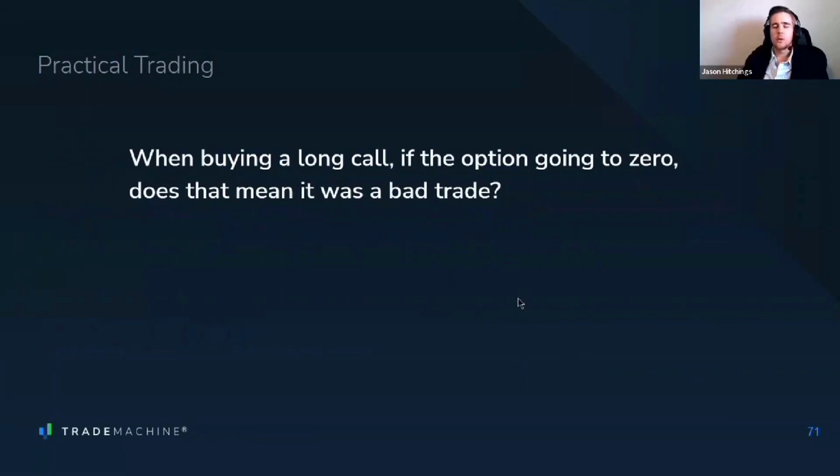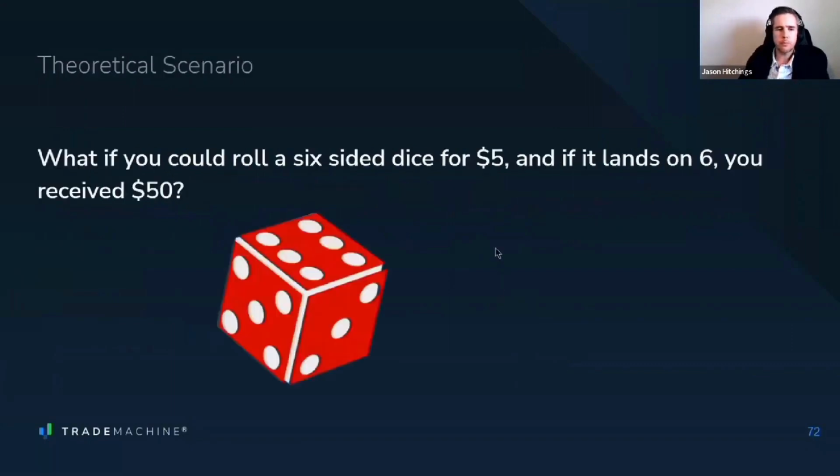But here's a question for you. If you're buying a long call in this kind of scenario and it goes to zero, does that mean that the trade itself was a bad trade or a bad idea to start with? So let's look at it in terms of rolling a dice. If you're going to roll a dice and it costs you $5 to roll it, and if it lands on a 6, you get paid out $50. That's a pretty good bet. You get a 10x return and you're going to win 1 in 6 times. So that's a good bet.